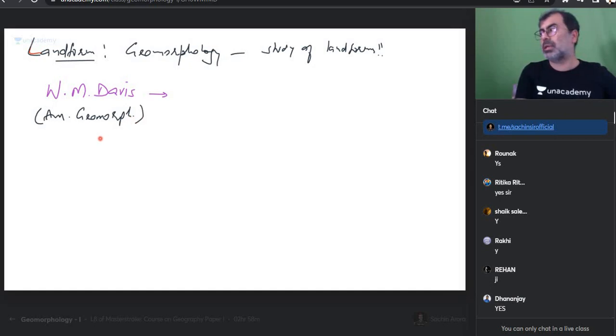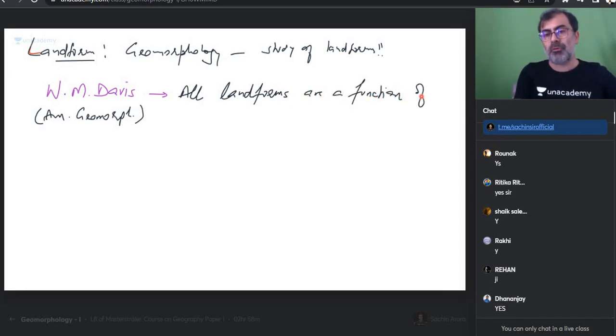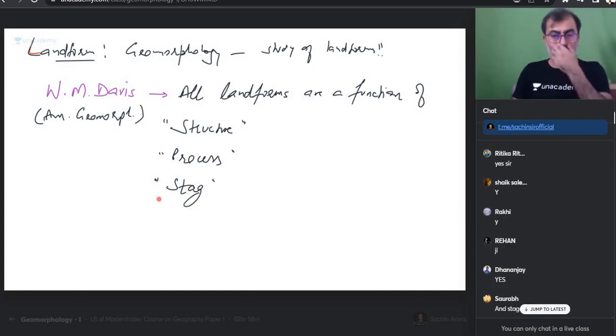He is studying landforms, and he says all landforms are a function of, are an outcome of structure, process, stage. Okay. अब इससे I am going to give you certain technical things from here.